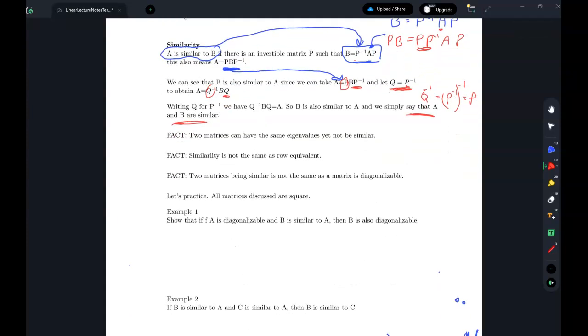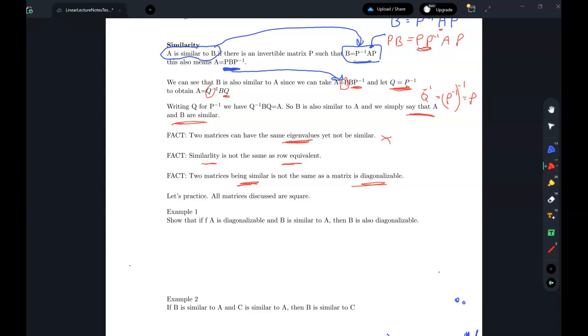All right, so what's the big deal about similar? Well, two matrices can have the same eigenvalues and not be similar. So similar is very different, and similarity is not the same as row equivalent. And two matrices being similar is not the same as being diagonalizable. So it's a really unique relationship with this P and this P inverse.